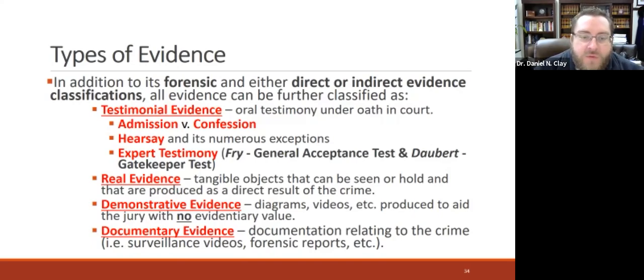Now, demonstrative evidence doesn't have any evidentiary value. It's not supposed to be that the juries don't rely on it. It has no evidentiary value. It's just there to help clarify the evidence, whether it's testimonial, real, or documentary. It's there to clarify and help us understand.